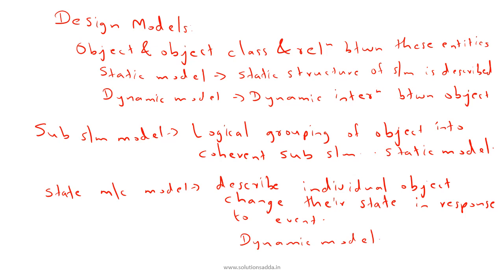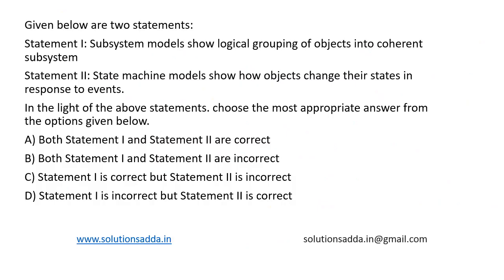Now, based on this concept, let's revisit statement 1 and 2. Statement 1 is subsystem models show logical grouping of objects into coherent subsystems. Based on our understanding, this is true. Second one is state machine models show how objects change their state in response to events. Based on our understanding, this is also true. So both statements are correct. Option A, both statement 1 and statement 2 are correct, is the right answer here.